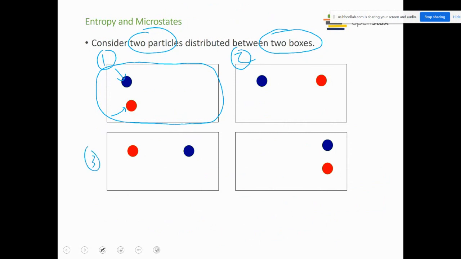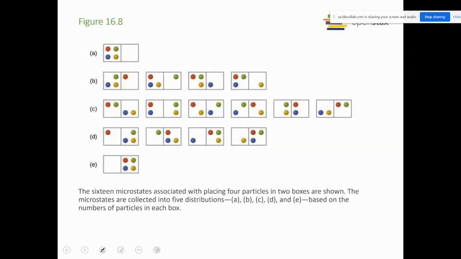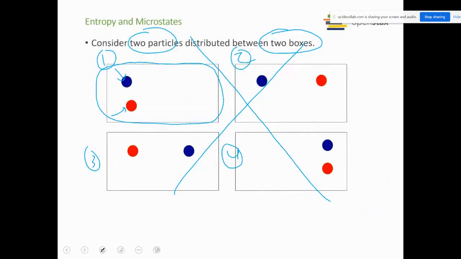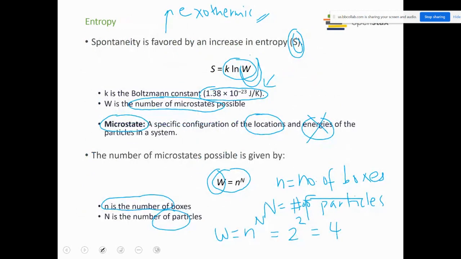1, 2, 3, 4. But again, this example is very bad. So if you don't want to think about this example right now, it's probably fine, because there is another nice example that we're going to see that will help you understand microstates better. This is a very bad picture that I found in the book, but then again, I don't know how they are thinking about this. Now let's look at microstates in a better example.